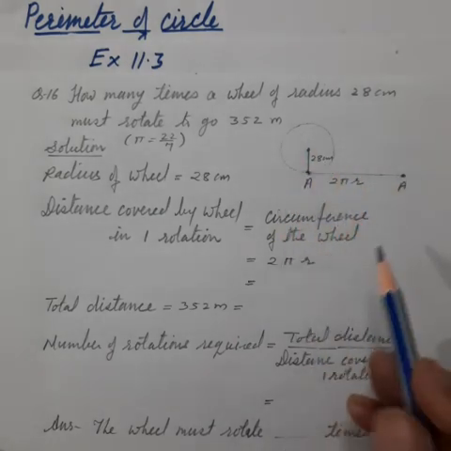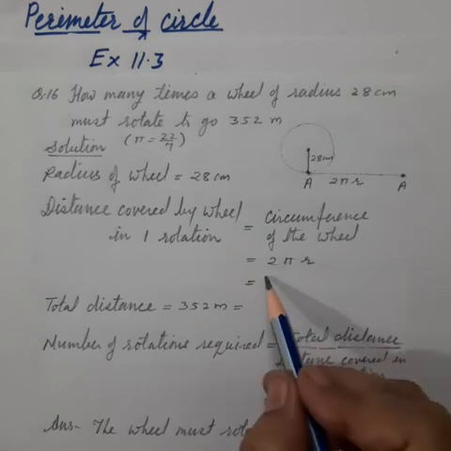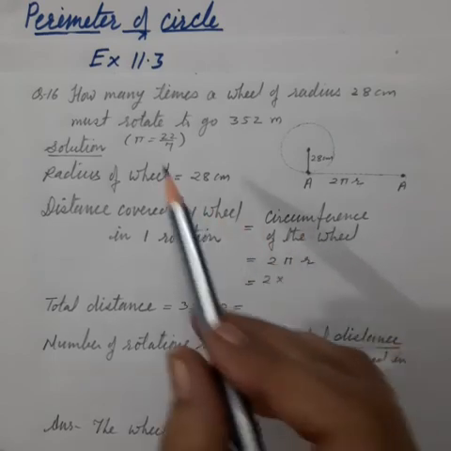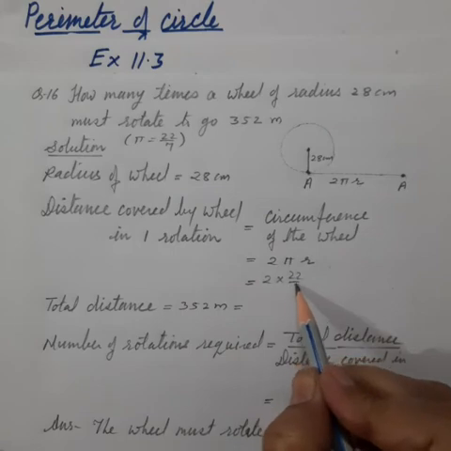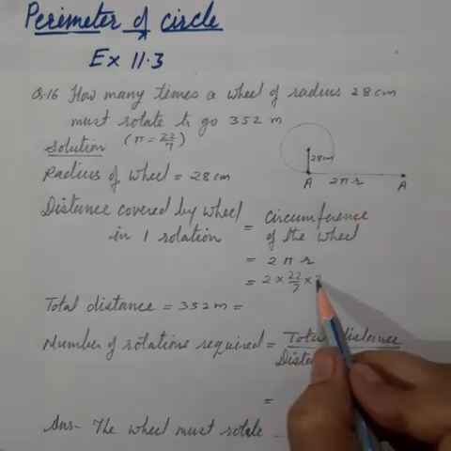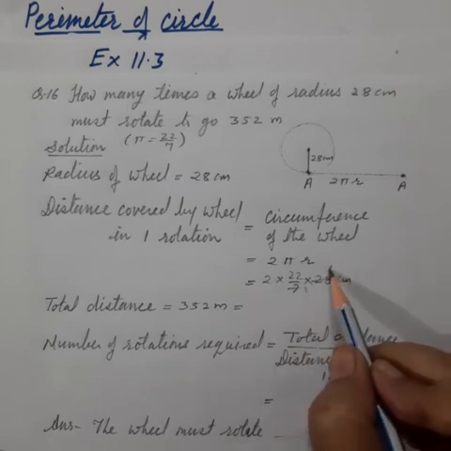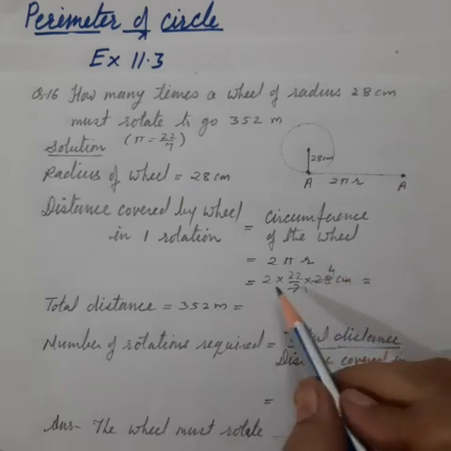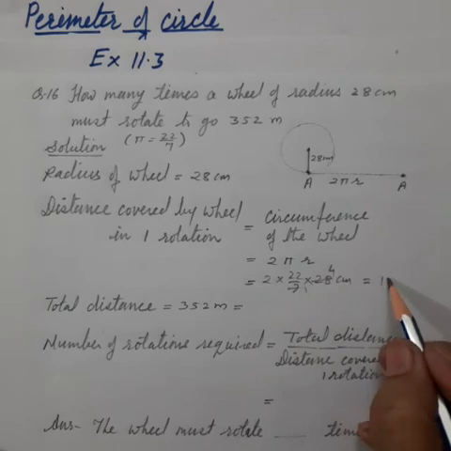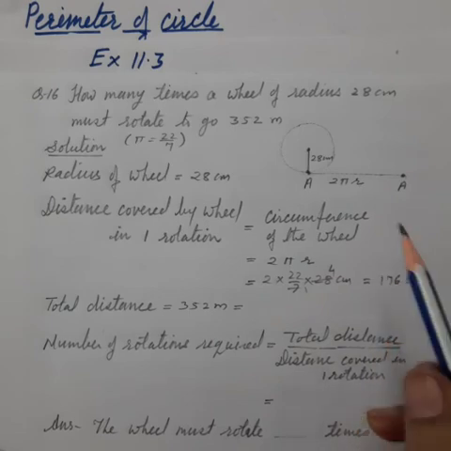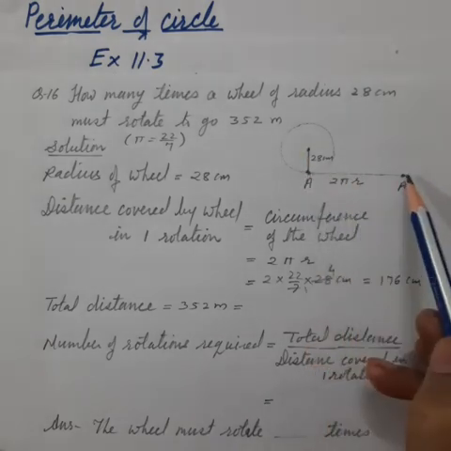So the circumference of the wheel is 2 pi r. 2 times pi, which is given 22 by 7. Radius of the wheel is 28 centimeter. 7 1s are 7, 7 4s are 28. Multiply these 3, we get here 176 centimeter. This is the distance covered by the wheel in one rotation.